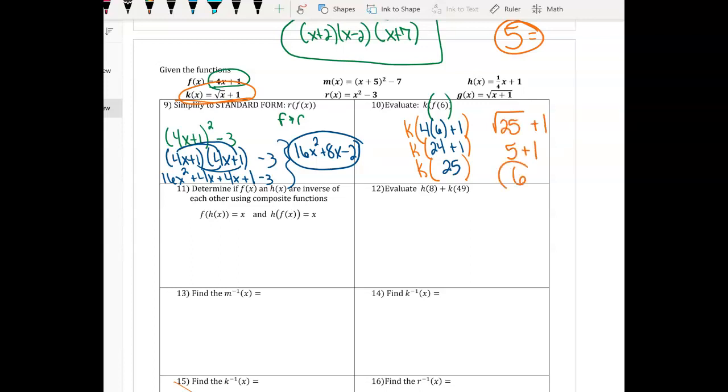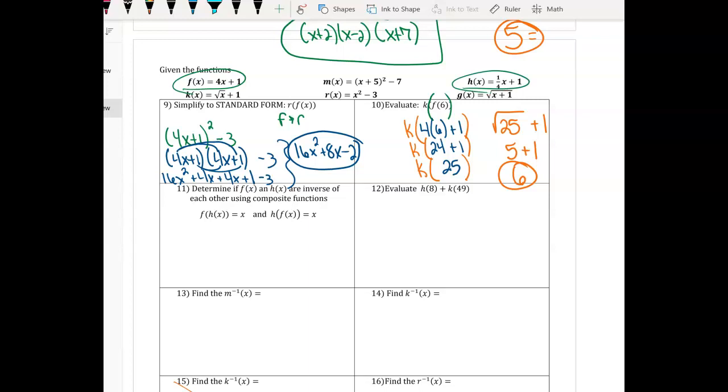And when I'm done, I get 6. All right, on 11, we are going to determine if f of x and h of x are inverses of each other. So f of x, h of x.